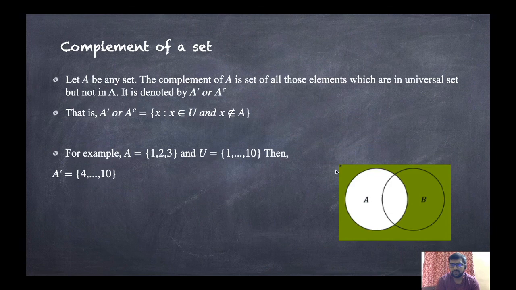So this will be the graph like this. The universal set is this rectangle and A. Here two sets are there. So A dash, that means except these points, this whole green portion is A dash.